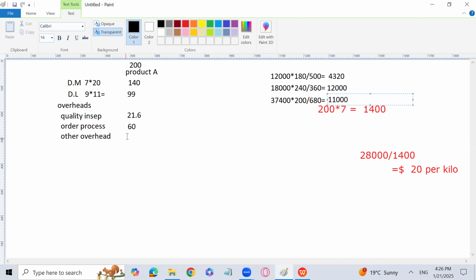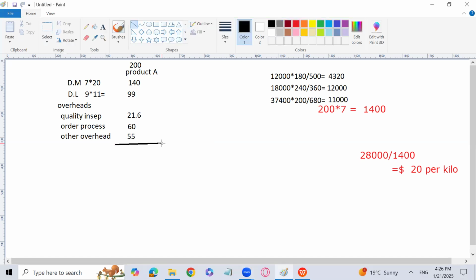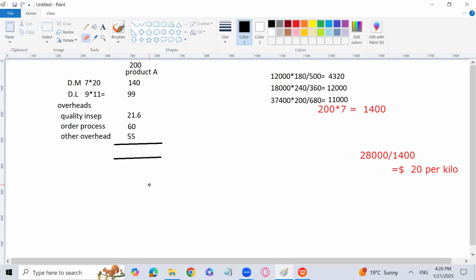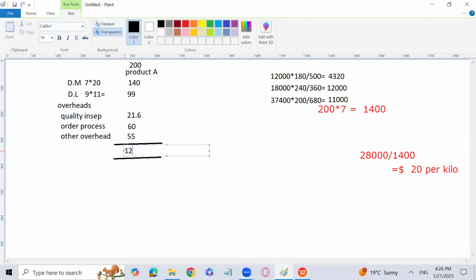11,000 divided by 200. 55 is going to be the other overhead per unit we have calculated. Now I will go for the total of overheads, and then I will go with the selling price also. So what is the overhead cost per unit? 136.6. So overhead cost per unit is 21.6 plus 60 plus 55. 136.6 plus 140 plus 99, you will get the total cost per unit.